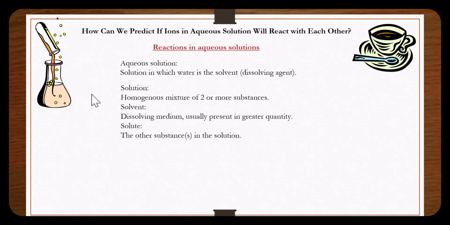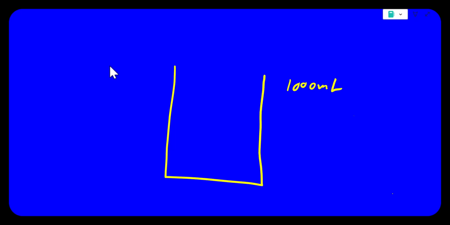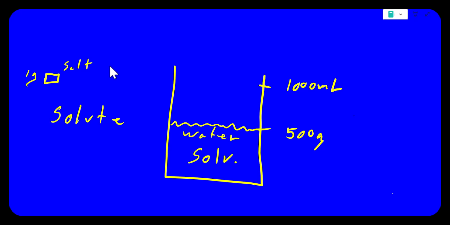All right, let's go on to our next two definitions, a solvent and a solute. A solvent is a dissolving medium usually present in greater quantities. And the solute is the other substance in the solution, usually present in less quantities. Going back to our salt water, let's say we had a beaker that was 1,000 milliliters right here. And we filled it to about 500 milliliters of water. So we have 500 grams of water. And we had salt, let's say we had 1 gram. 1 gram of salt right here. So the solvent would obviously be the water, and the solute be the salt.